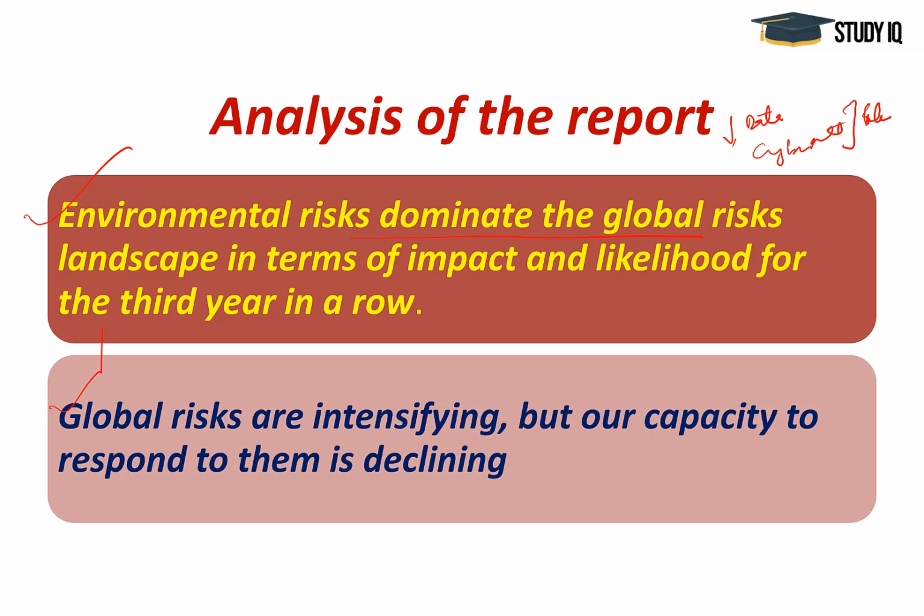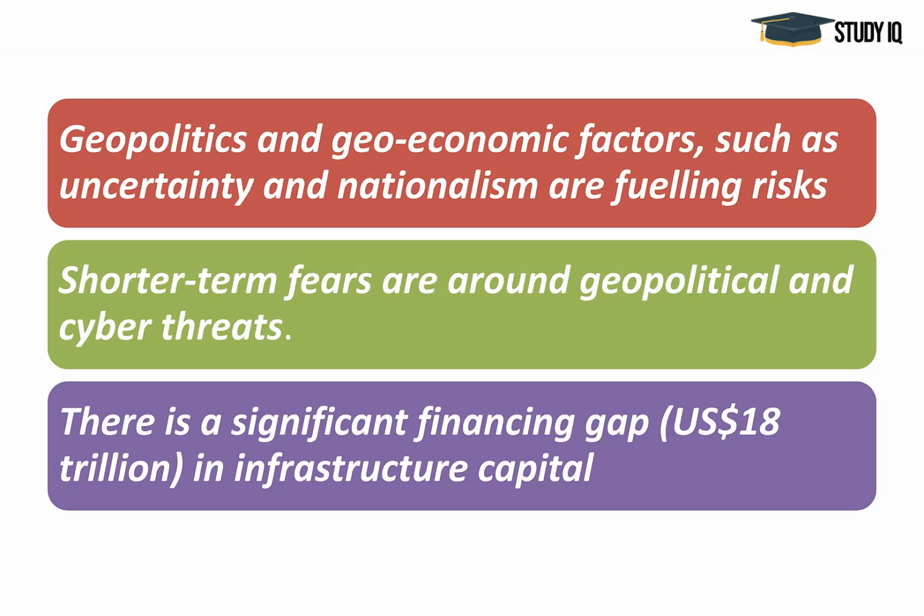Now we talk about global risks. They are intensifying, but our capacity to respond to them is declining. How? Because power is moving towards more nationalist and authoritarian states, and they are becoming more inward looking. With greater geopolitical friction, our ability to cooperate to solve challenges such as cyber risks and climate change has become more challenging. Next is geopolitics and geoeconomic factors, because innovation is also outpacing our ability to manage it, and there are growing concerns about technology misuse. That is the main thing.